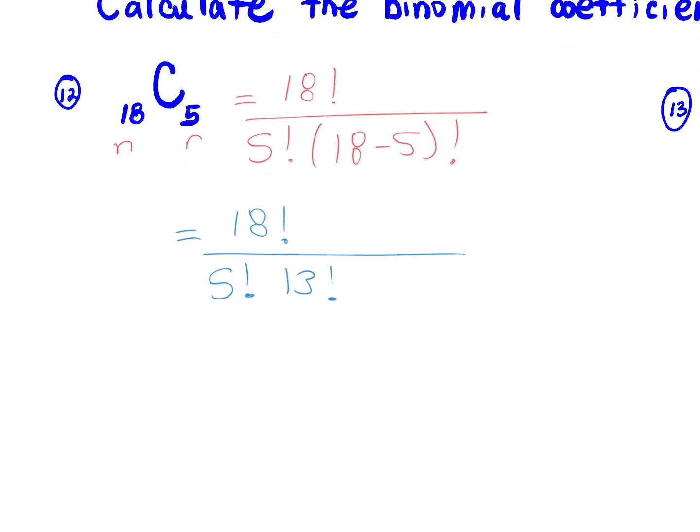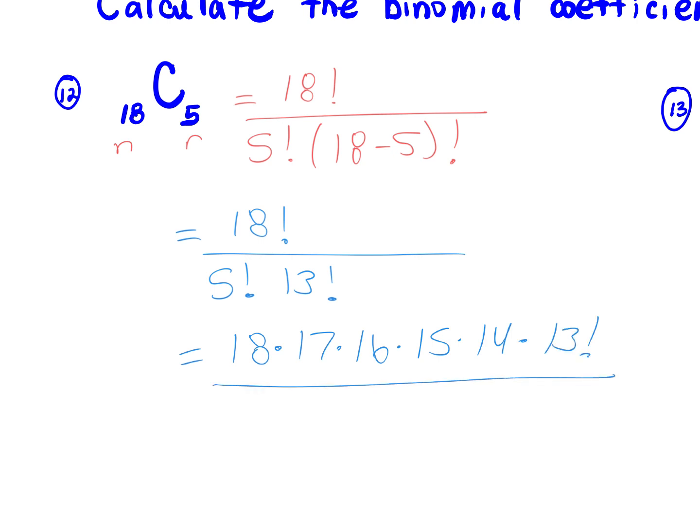So if we continue to do this by hand, 18 factorial is 18 times 17 times 16 times 15 times 14 times 13. Why can I stop at 13 factorial? Because there's 13 factorial on the bottom. So they cancel. And then you can cross cancel, or you could just multiply the top and divide by the bottom. No, the only thing I need to see is right here in red. That's it.